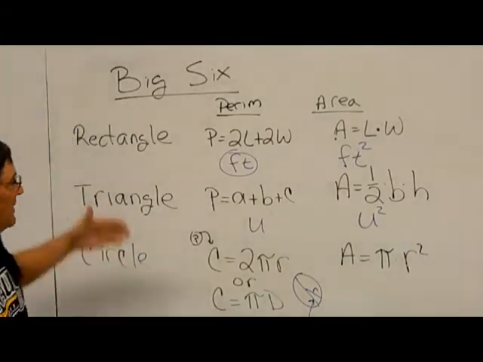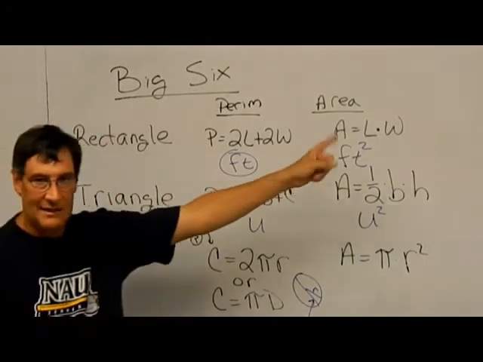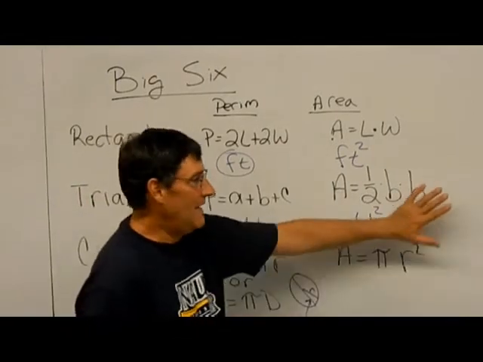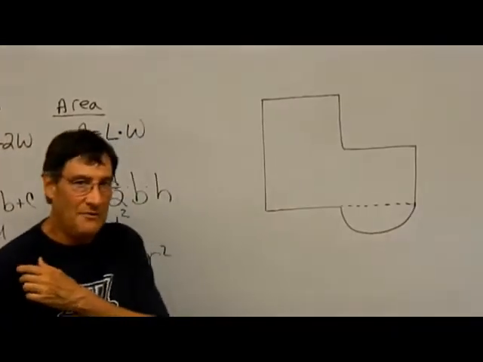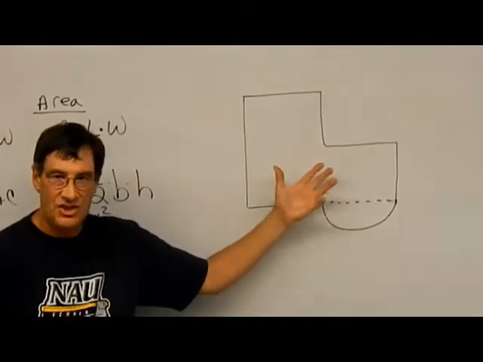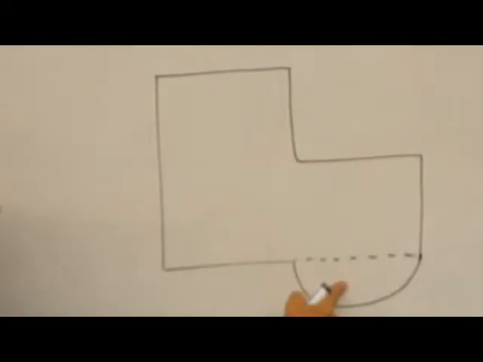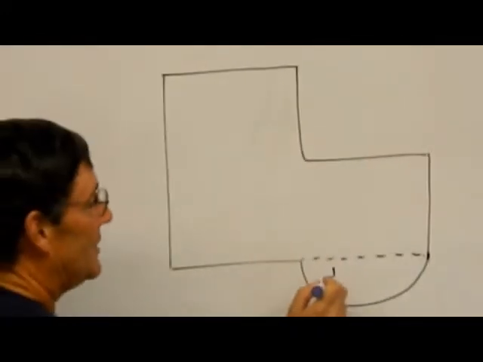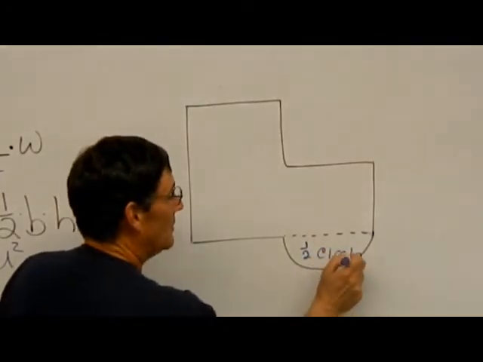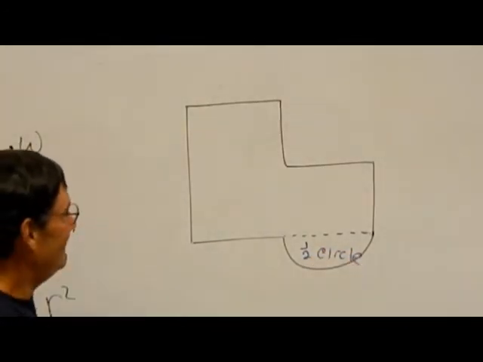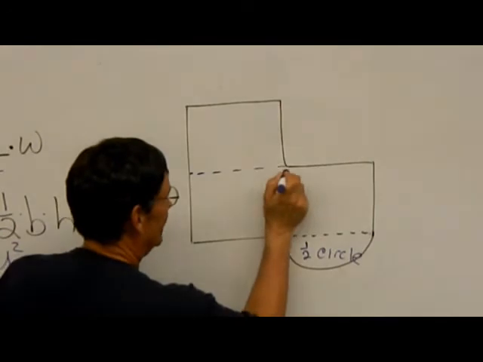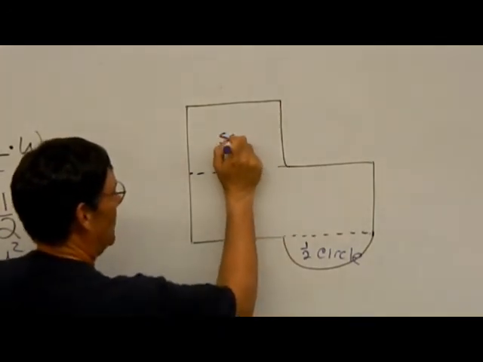Now, the reason the big six becomes so important is because of shapes like the one I have on the board. If I want to find the area of this shape, what am I going to do? Well, I'm allowed to dissect it. I've got a pimple down here that's a half circle, so I've got my half circle down here. Then I can maybe draw this line, and if this is a square.